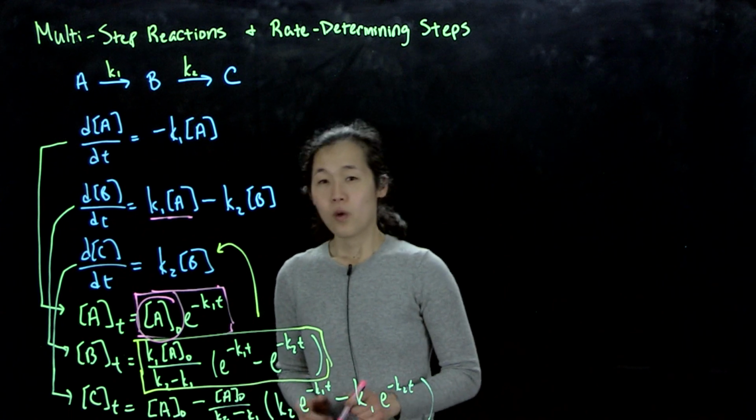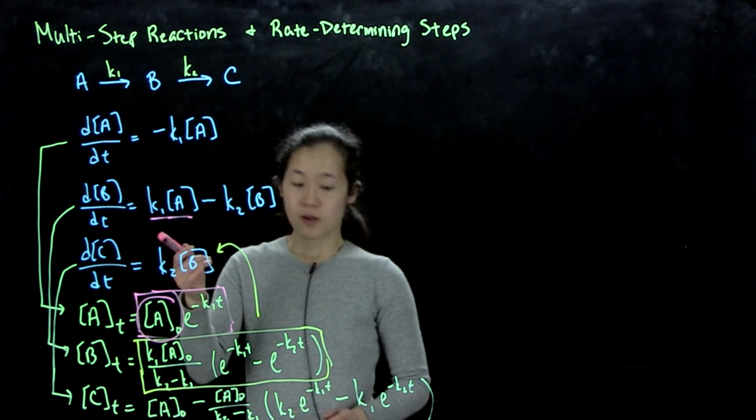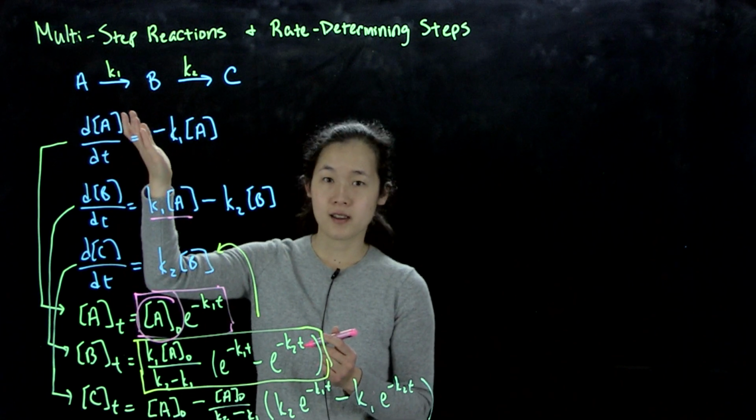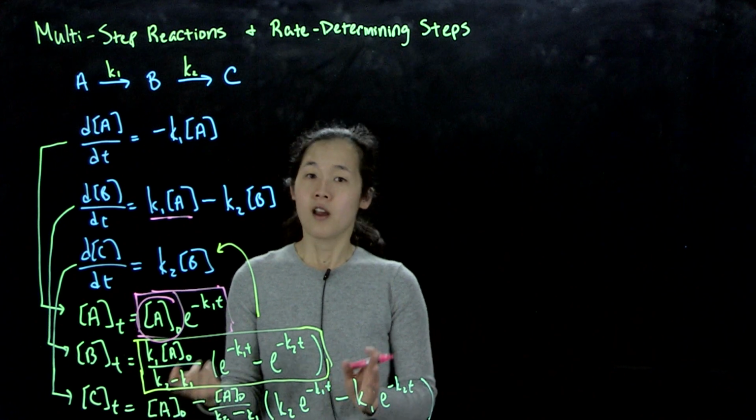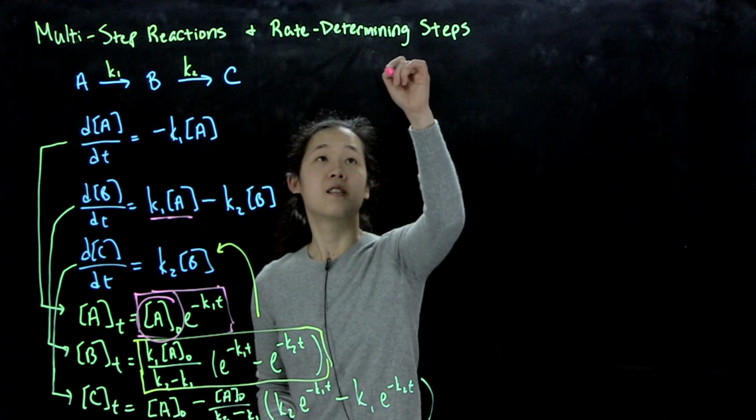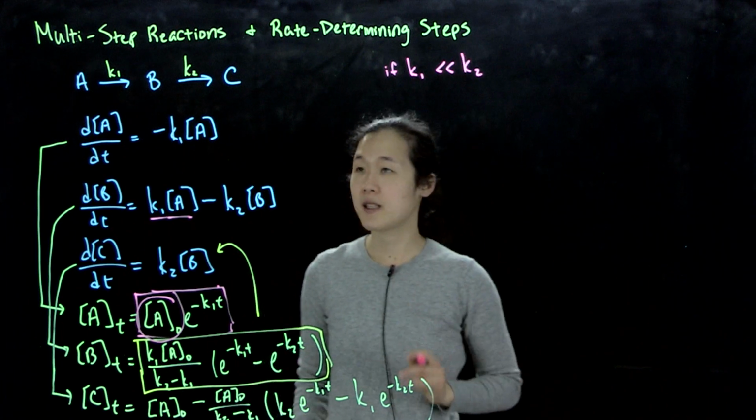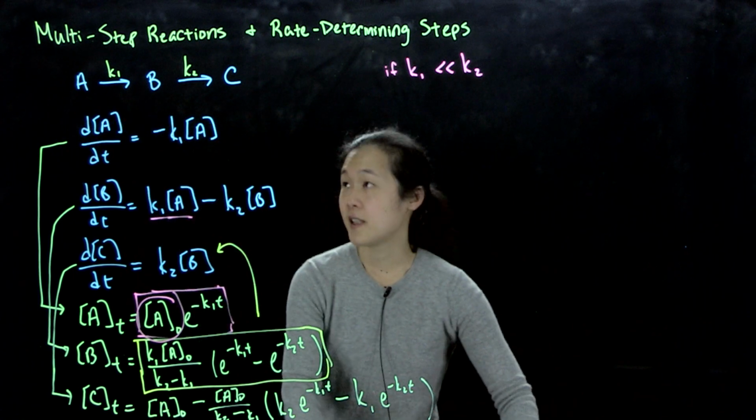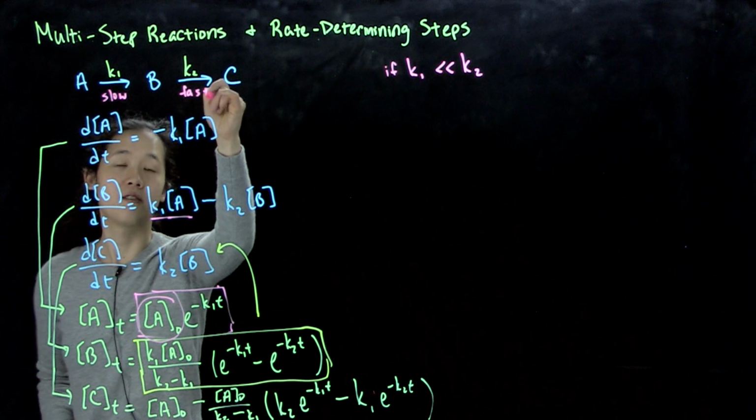So what do I mean when I say a rate determining step? What I mean is that if K2 is much, much bigger than K1, or K1 is much bigger than K2, these two steps happen at very different rates. Because of that, we have extremes that we could plug into our scenario that might simplify our expressions. So let's suppose K1 is a lot smaller than K2. This means that the second step goes a lot faster than the first step. So this is what we would call our slow step, and then fast for the second.